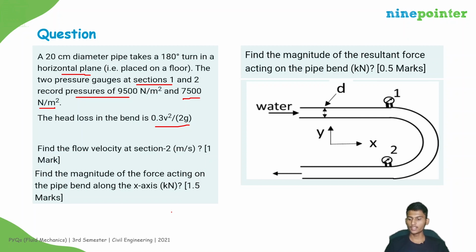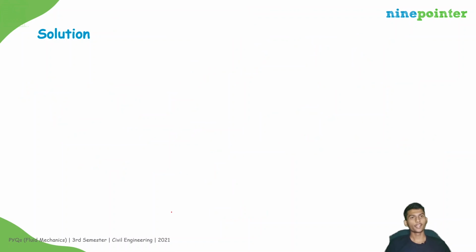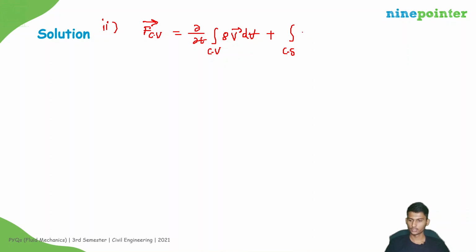So the second part is to find the magnitude of the force acting on the pipe bend along the x-axis. So we need to apply Reynolds transport theorem. The Reynolds transport theorem for momentum is given by force on control volume is equal to dou by dou t of integral over control volume rho V bar dV plus integral over control surface rho V bar V bar dot n bar dA, right?